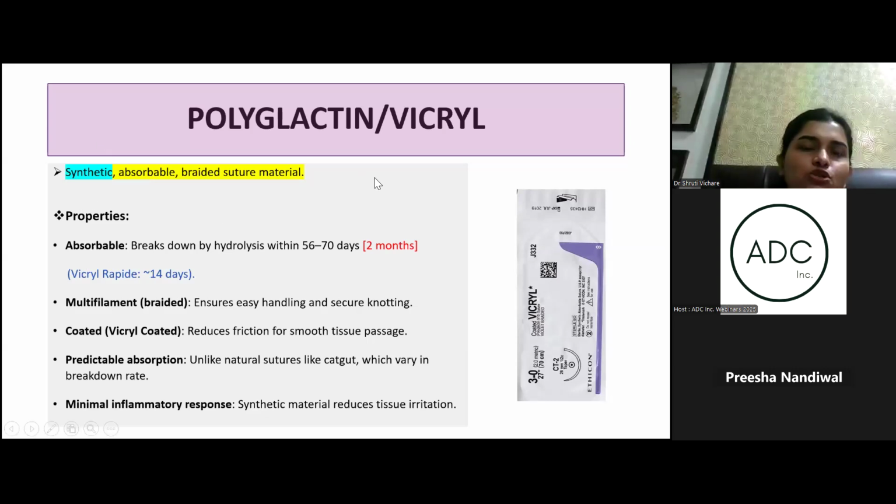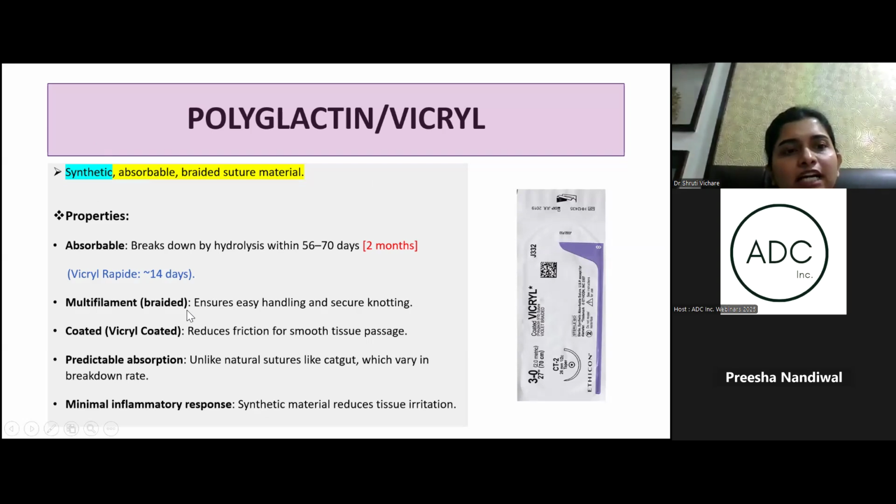Fine. Now coming to the next suture, that is your Vicryl suture. So it is a synthetic absorbable braided suture. Now braided means it is a multifilament suture, correct? Now it is absorbable and it takes around 56 to 70 days, that is approximately on average 2 months for it to totally degrade.